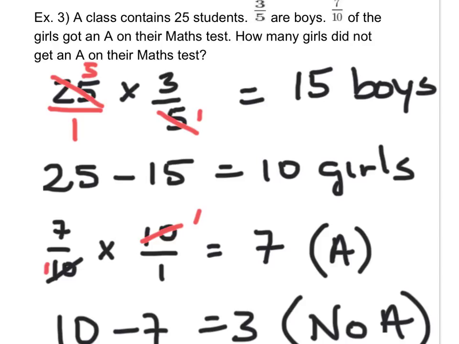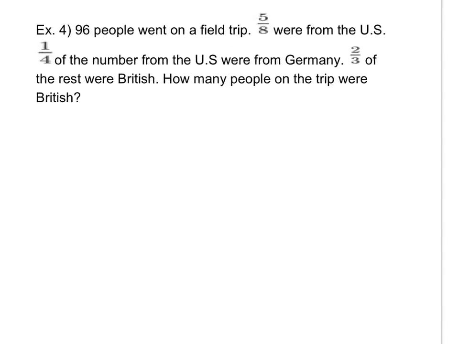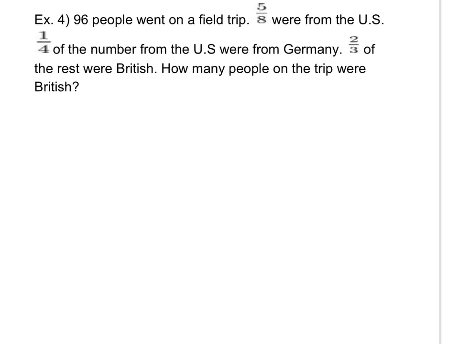Let's look at another one. This is the last one, and then we're going to start looking at the worksheet. So what I've got in this one, 96 people went on a field trip, 5/8 were from the US, 1/4 of the number from the US were from Germany. So whatever number came from the US, if you took 1/4 of that, that was the number of people from Germany. And 2/3 of the rest were British. How many were British? Okay, so let's find out how many were from the US first.